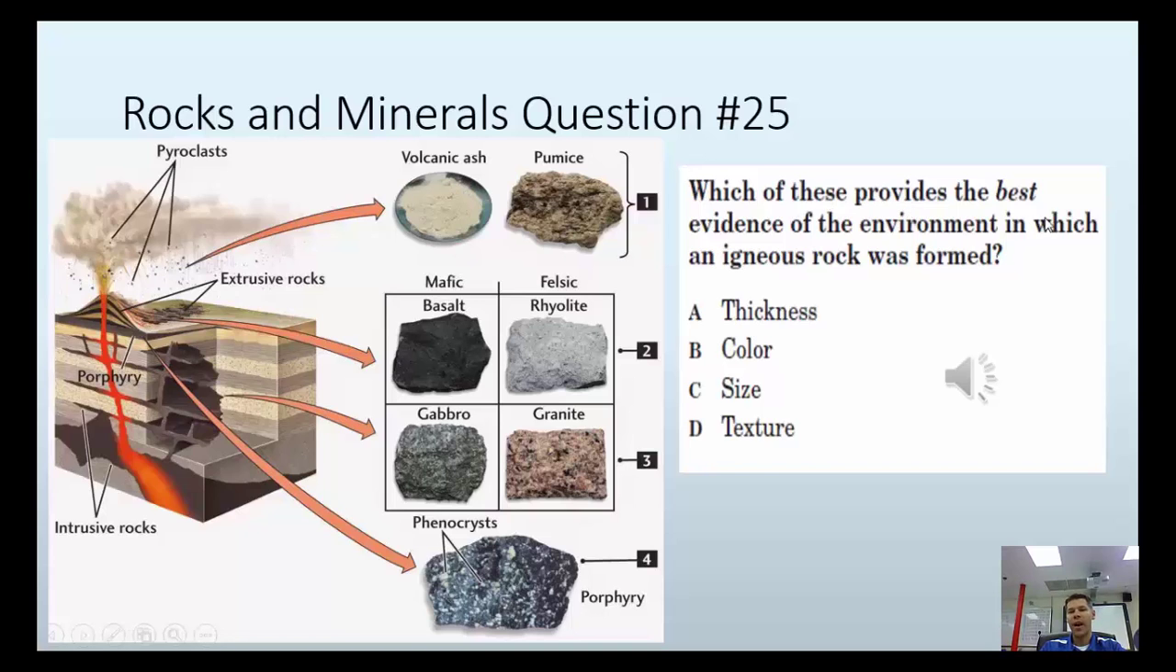So which of these would provide the best evidence of the environment in which an igneous rock was formed? Its thickness? No. Its color? No. Its size? No. But its texture. And here they mean texture is the crystal development.